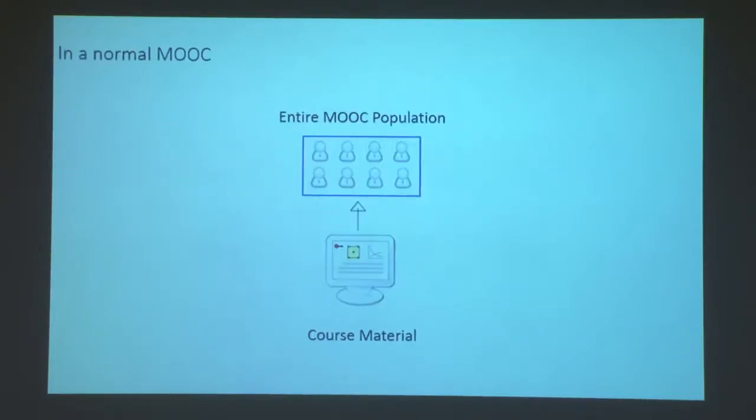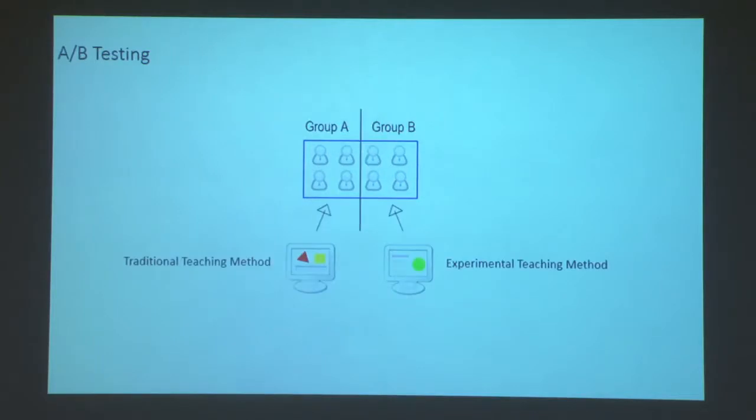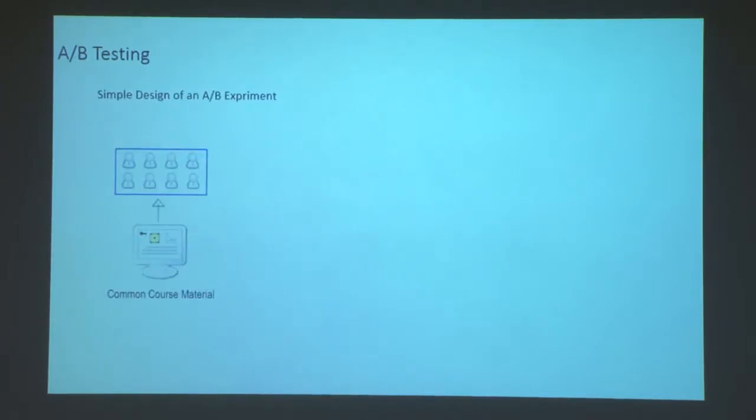MOOCs have always given the same course material to the entire MOOC population. What we really need is the capability of giving the traditional teaching method to half of the class, and experimental teaching methods, things that we think might work in an online environment, to another group of students, and comparing them. This function has just been realized by the edX platform, which allows us to do simple experimental designs like this.